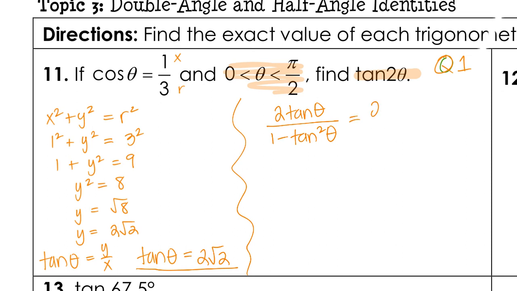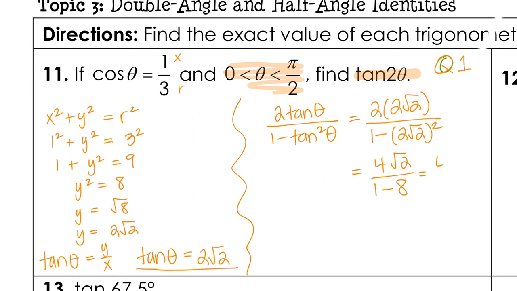So we're going to plug in what we have. The 2 has to be there. That's part of the formula. But tangent theta, we just said, is 2 square root of 2. Then at the bottom, 1 minus 2 square root of 2 squared. So numerator is going to be 4 square root of 2. The bottom, we have 1 minus, well, I'm going to work backwards. If the square root of 8 is 2 square root of 2, so if I were to square it, I would go back to 8. So I know it's going to be 1 minus 8.